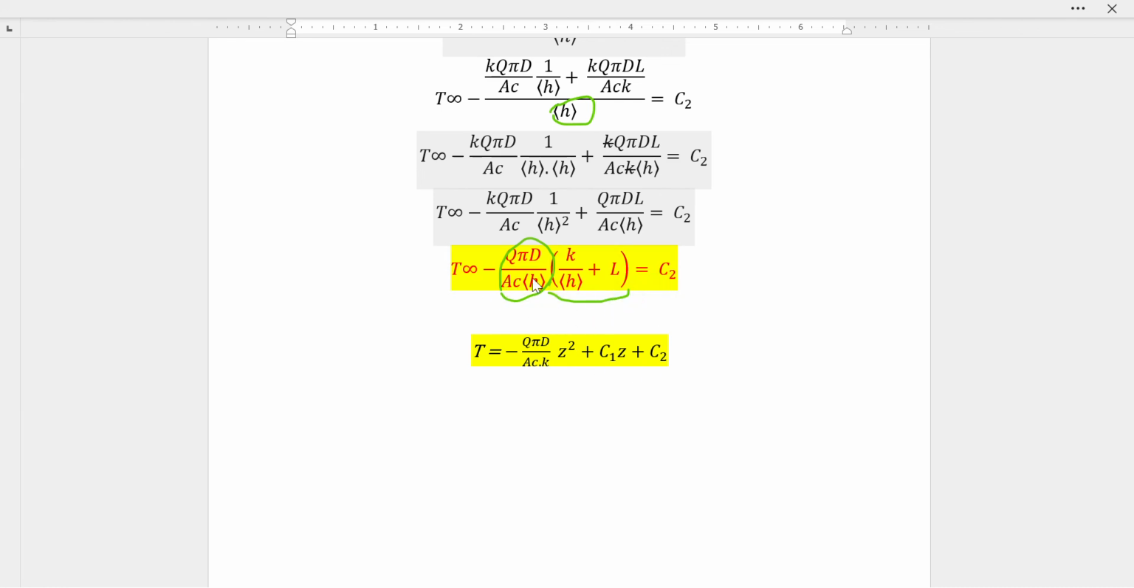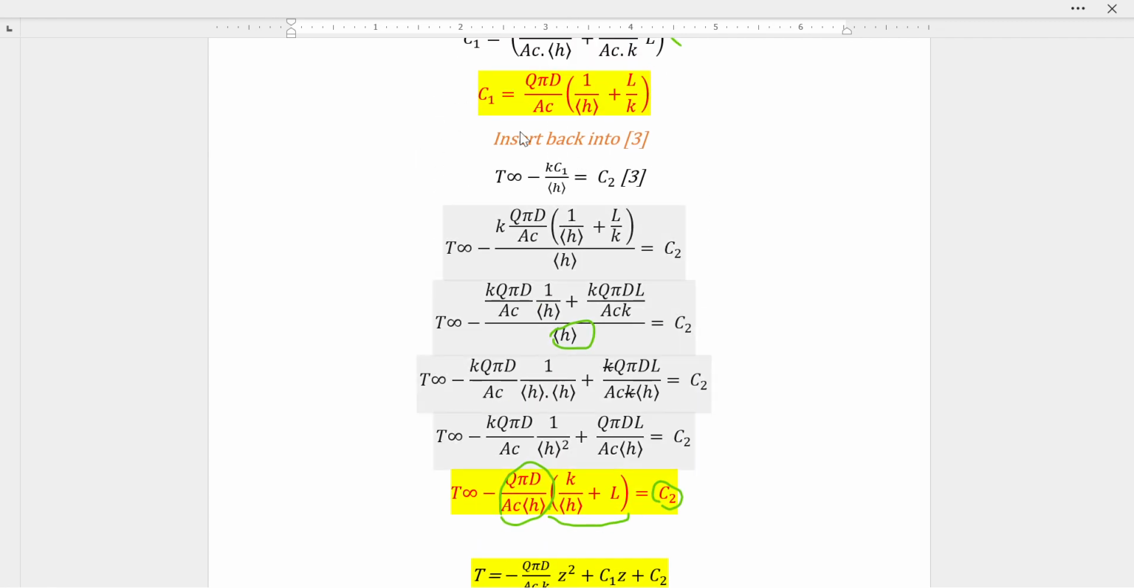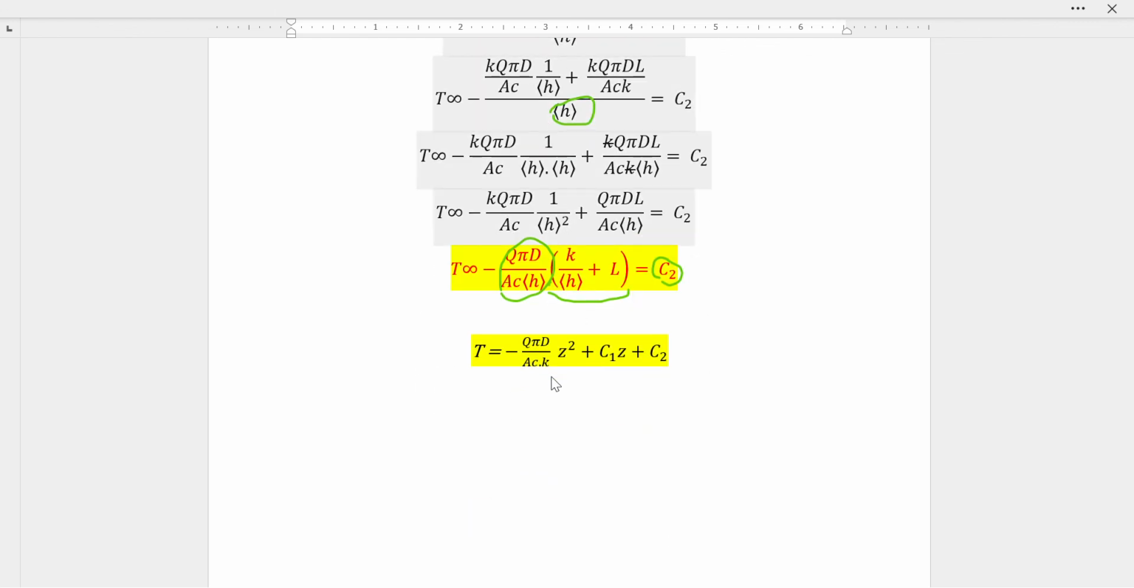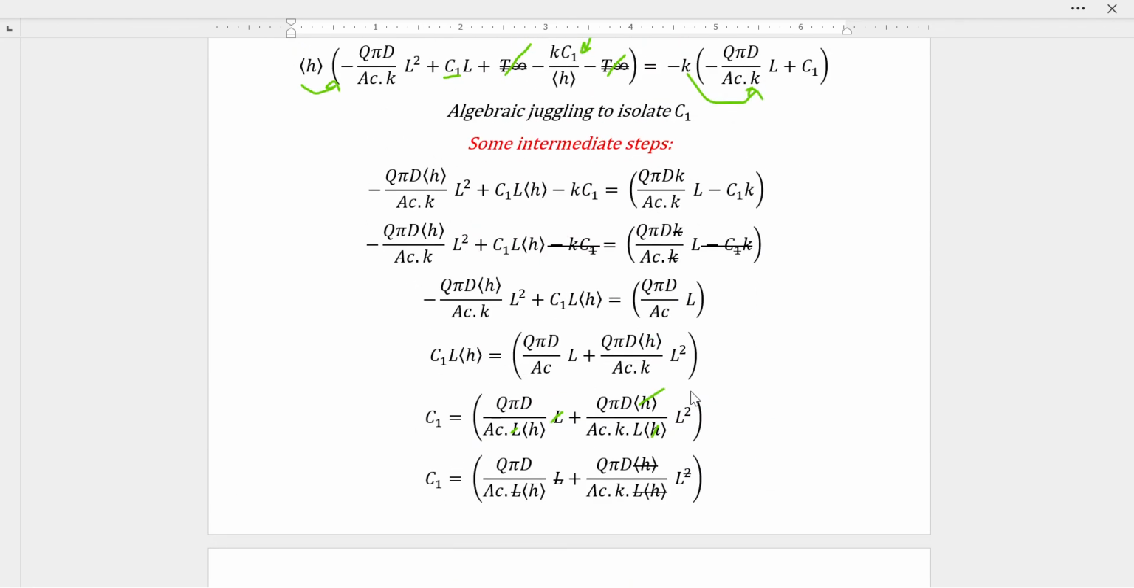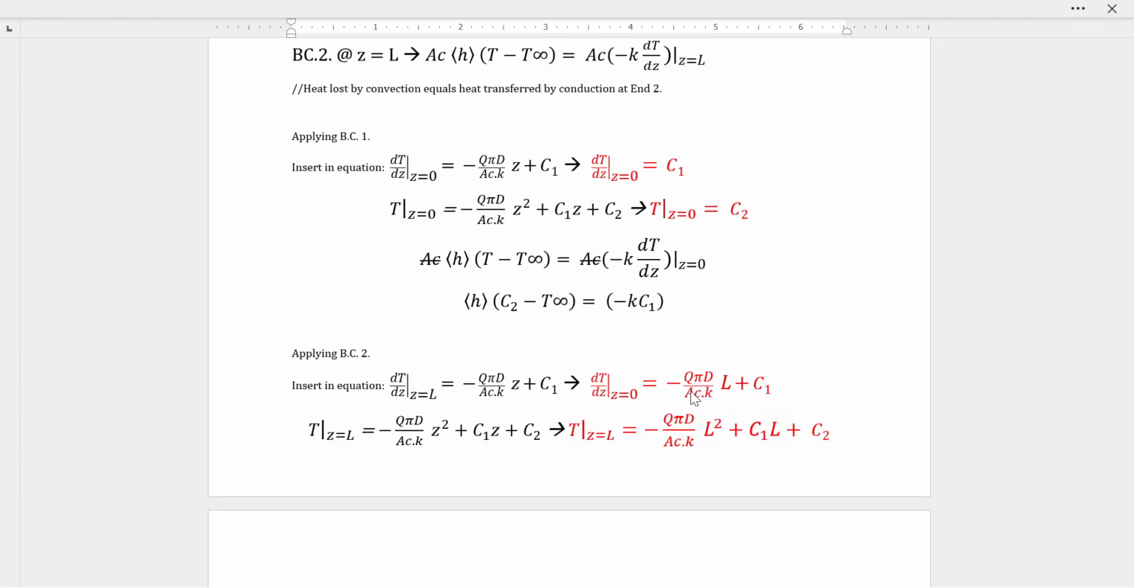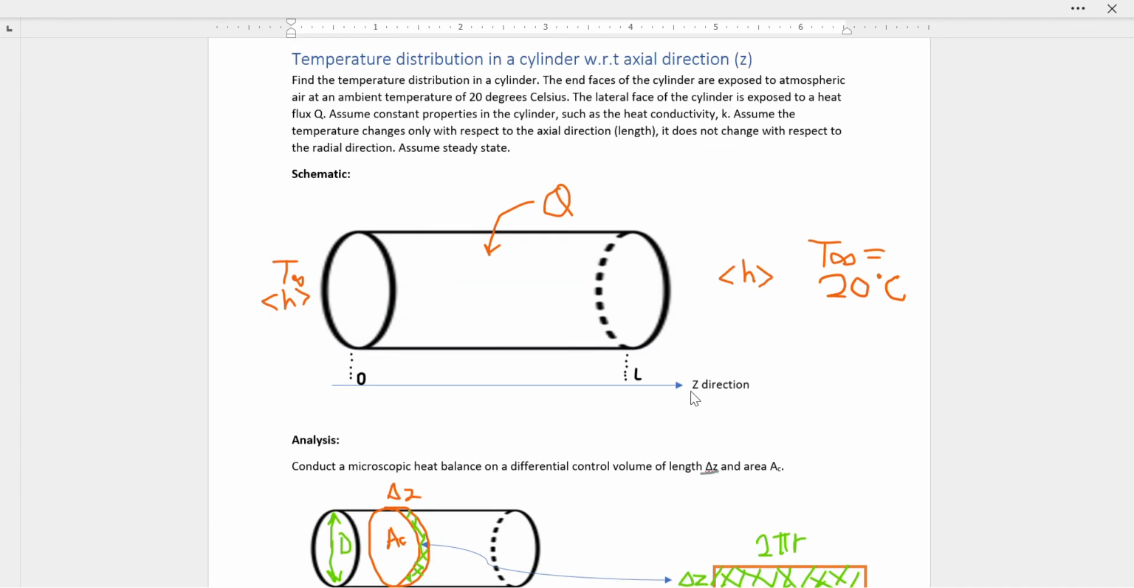And I isolate this, and then I have my expression in terms of C2, and I have an expression for C1. And I can put these two both in my final equation T over here, and this is my final temperature distribution.